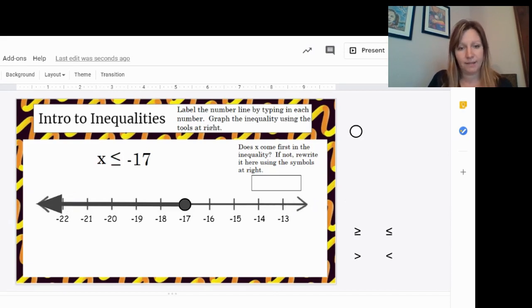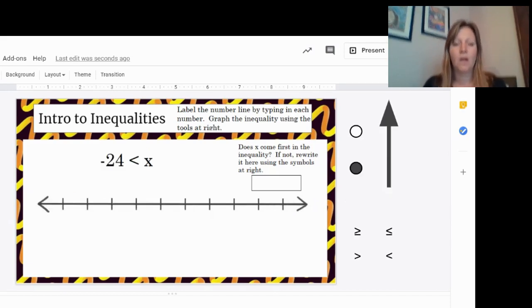Let's take a look at the last one because it's a little different. What do you think is different about this problem? If you said that it's different because the x doesn't come first, you are 100% correct. When I read this, you would read this as negative 24 is less than x. If I read it like we read in the United States, left to right, we would read this as negative 24 is less than x. But to wrap my mind around that is really hard. I always like the x to come first.